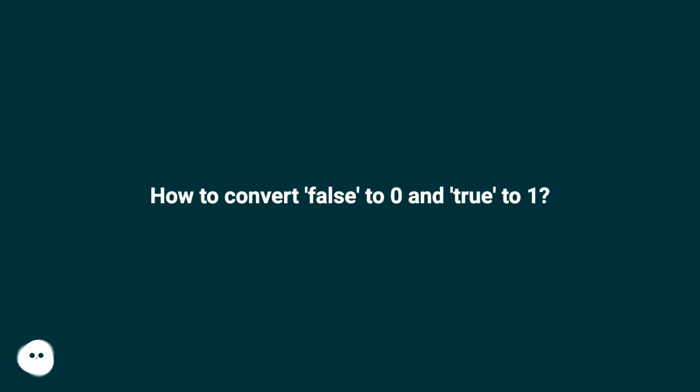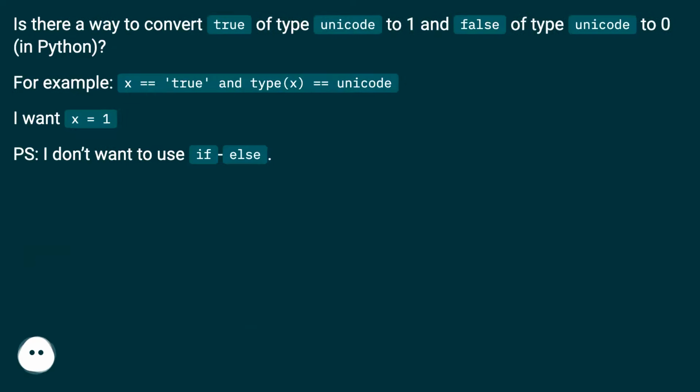How to convert false to 0 and true to 1. Is there a way to convert true of type Unicode to 1 and false of type Unicode to 0 in Python? For example, x equals true and type x equals Unicode. I want x equals 1. PS, I don't want to use if else.